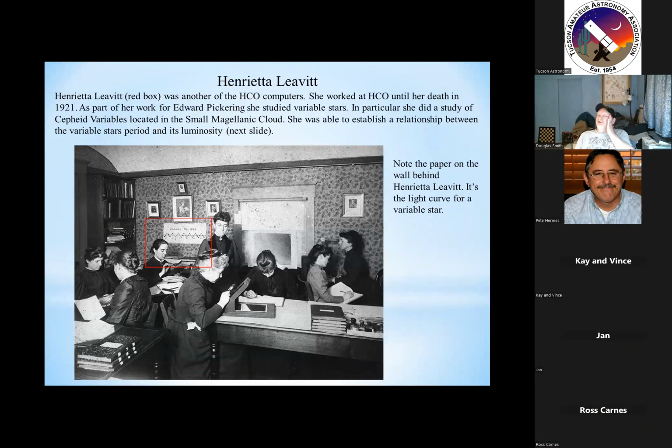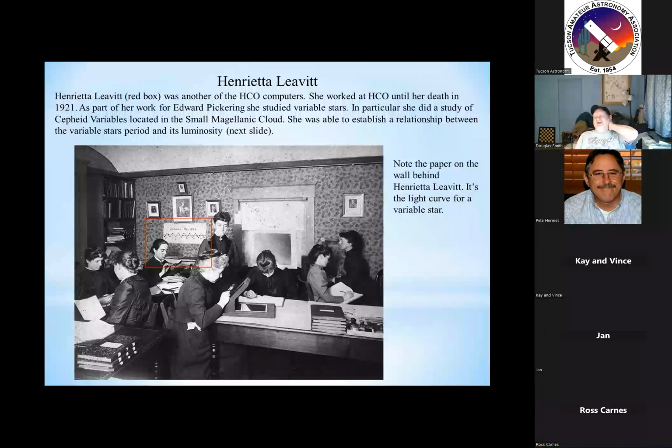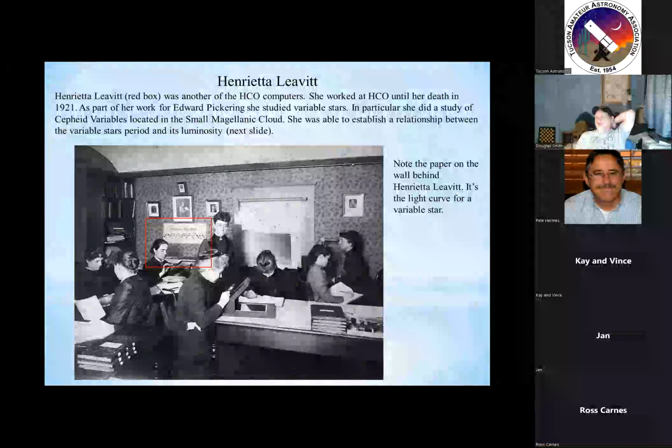As part of her work for Pickering, she studied variable stars. In particular, she did a study of Cepheid variables located in the Small Magellanic Cloud. Based on that study, she was able to establish a relationship between the variable star's period and its luminosity.